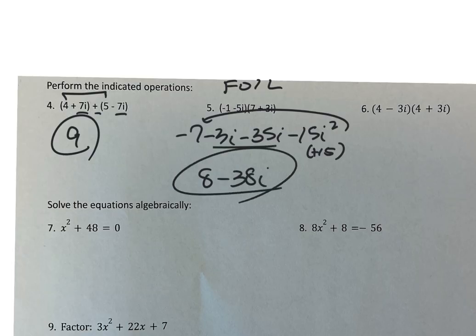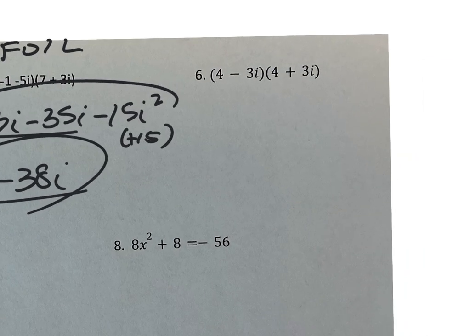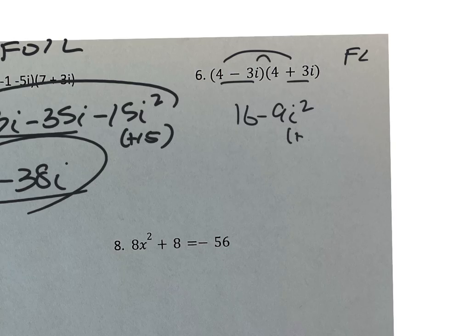All right, number 6. These are conjugates, remember? So you can just do first, last if you want to. Actually, I guess it's really 4. I don't know if we've done conjugates. I don't think we've done that yet. Actually, we have. So going conjugates here. First, last, I'm going 4 times 4 is 16 minus 9i squared. You don't have to do the outer inner because if you did, they would cancel anyway. I squared is really -1, which makes that -9 become +9. And 16 plus 9 is 25.